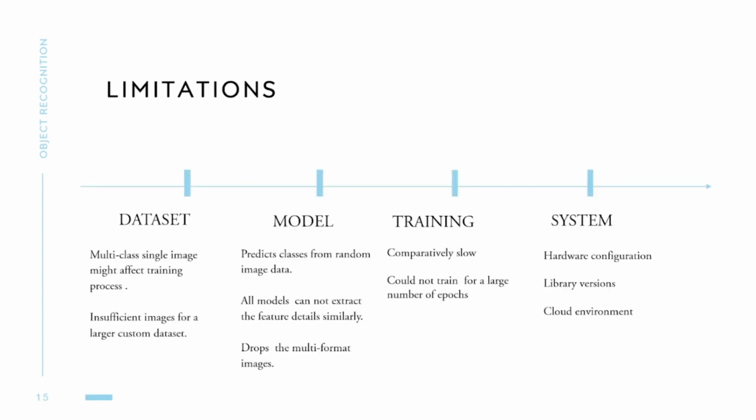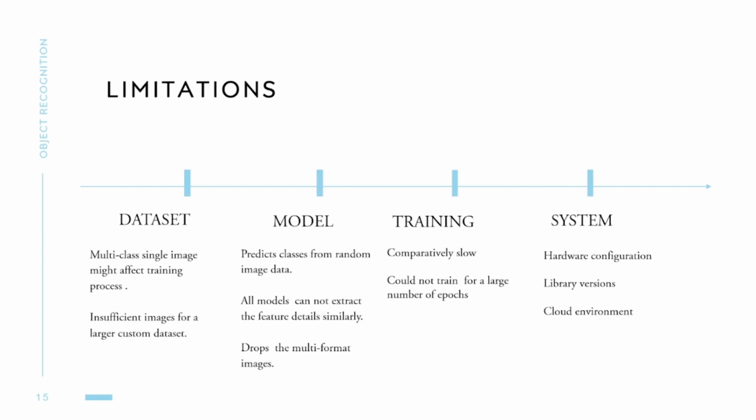Additionally, we also have some limitations in our research work, such as our model mainly predicts classes from random image data, so multi-class single images might affect training. The model will drop multi-format images. For a few models such as YOLO, high image sizes are required as smaller ones cannot extract the feature details, but our dataset had mixed sizes and resolutions of images. The training process was comparatively slow due to using a cloud environment, so we frequently got disconnected from the model training and had to restart it.